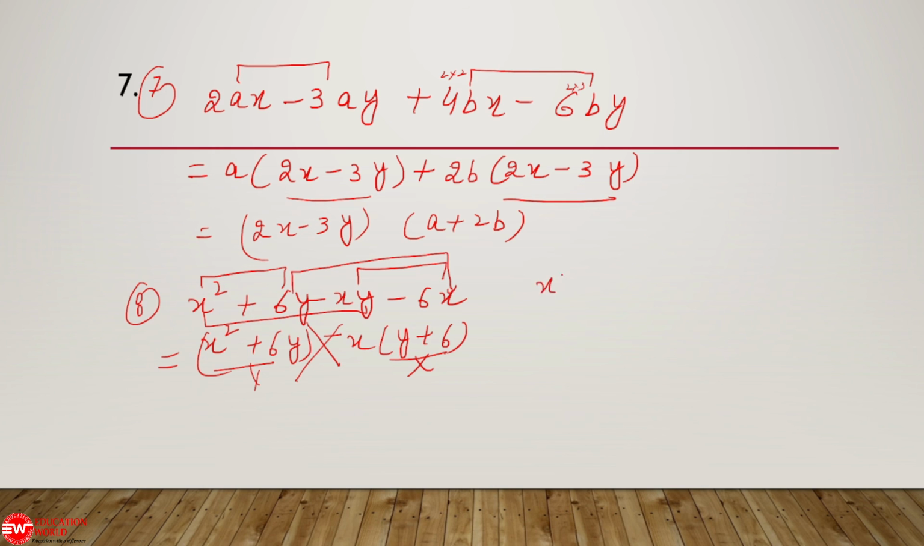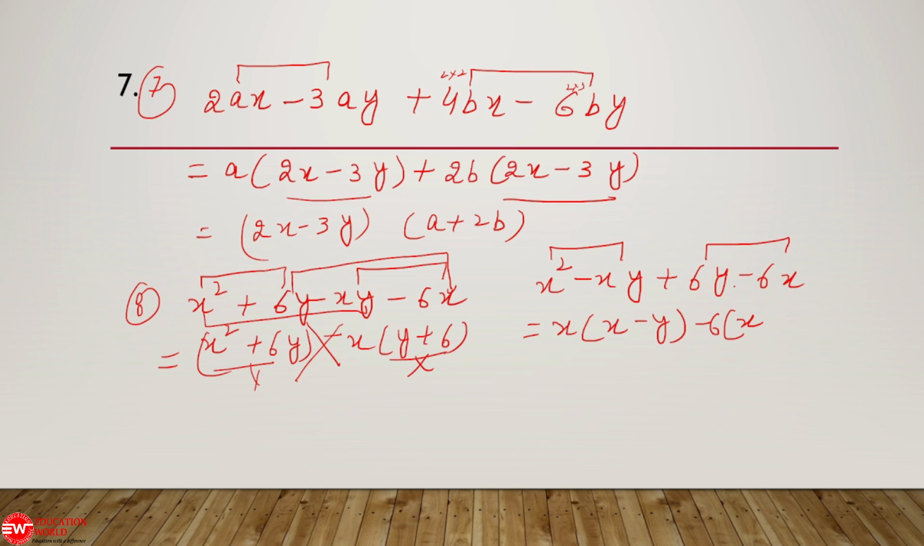So I will rearrange the terms: x square minus xy plus 6y minus 6x. Now I will do x is common, x minus y. Here also, see here, 6 is common, I will take, but minus also. Why? Because x is negative here, but I want positive. So I will take minus common, so it will be x positive and y negative. 6 I have taken already.